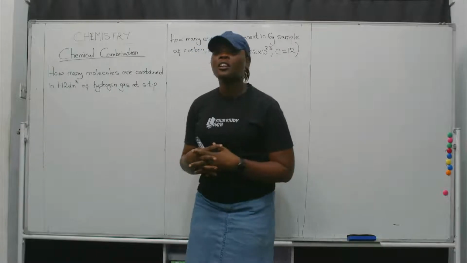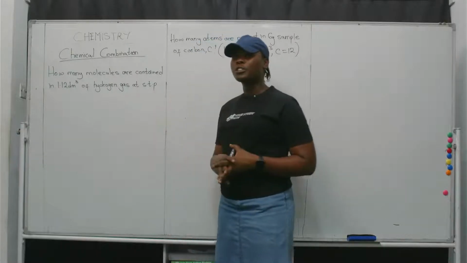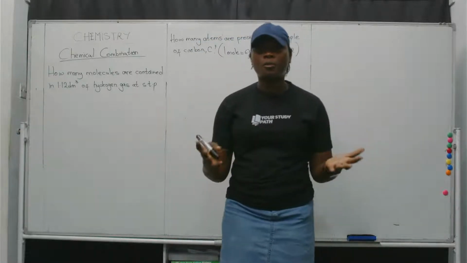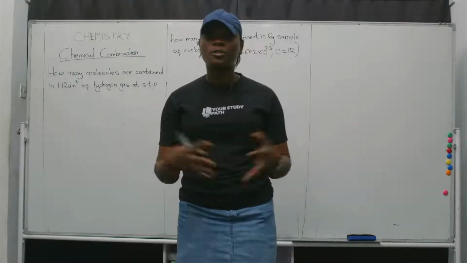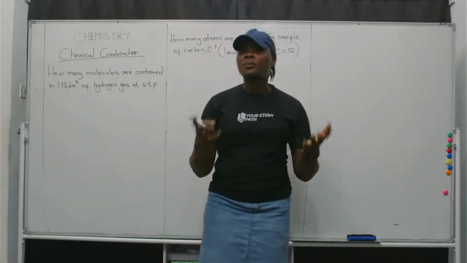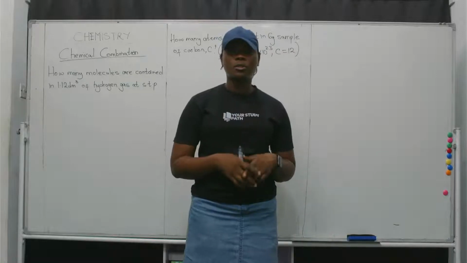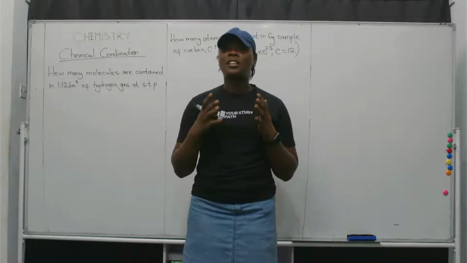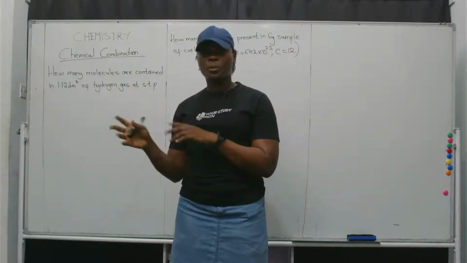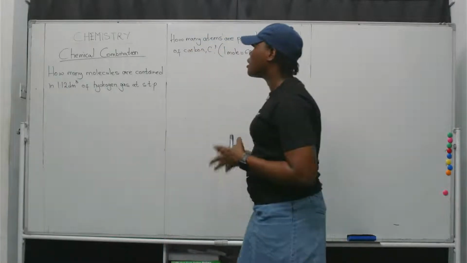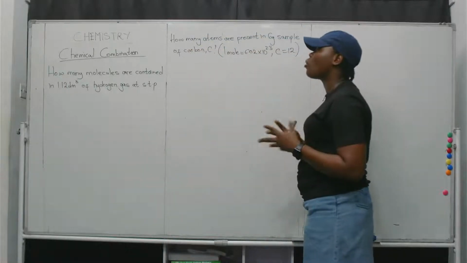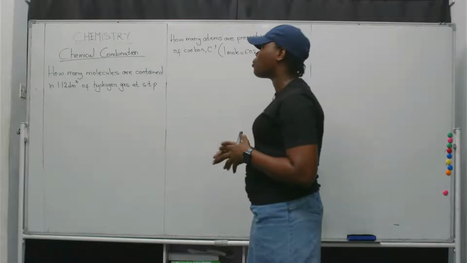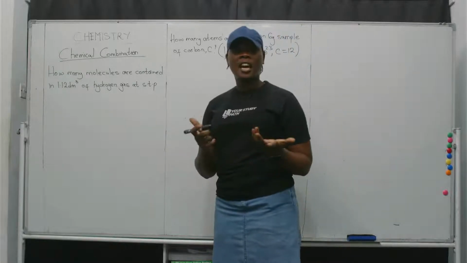Last week we considered chemical combination, right? And we ended by answering some practical questions, some JAMB past questions. I made mention that we'd continue from that point. So let's consider some questions and then we'll move on to a fresh new topic. The first question here is: how many molecules are contained in 1.12 dm³ of hydrogen gas at STP?